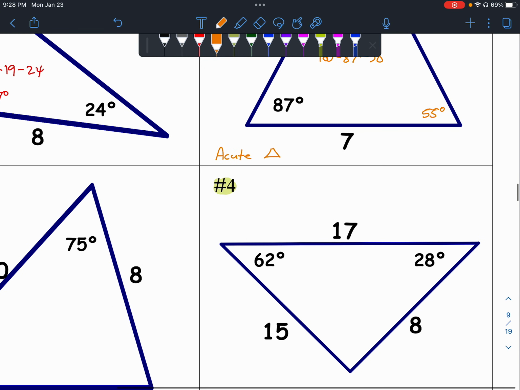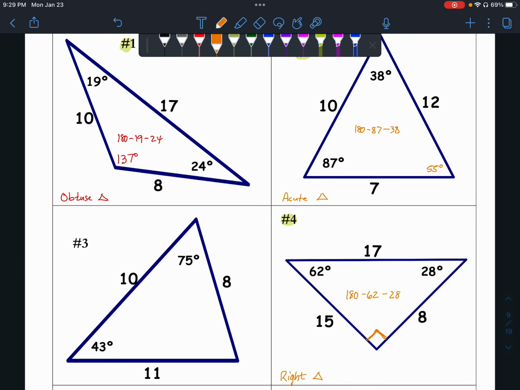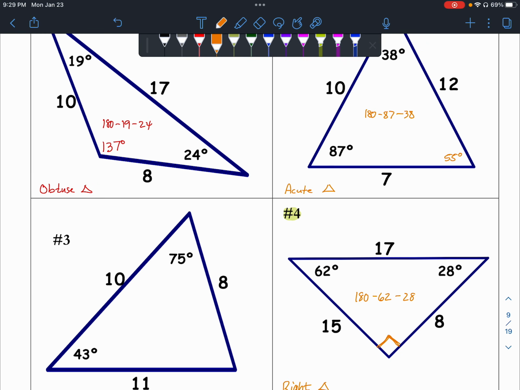And last but not least, 180 degrees, subtracting the 2 angles that we currently have, you would find that this is indeed a 90-degree angle here. And again, we could consider this a right triangle. So based on these pieces of information, we'll notice something about the side lengths in general.